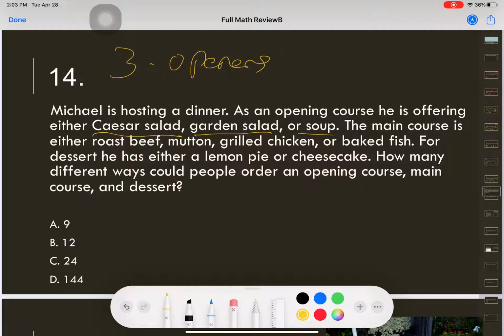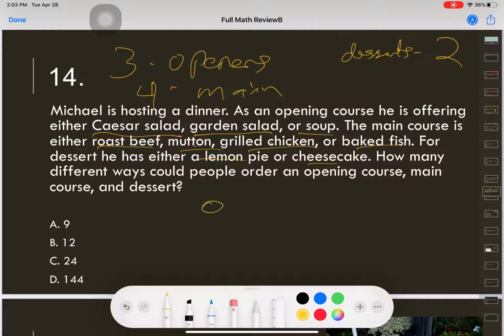The main course is either going to be roast beef, mutton, grilled chicken, or baked fish. So that's 1, 2, 3, 4. 4 main dishes. For dessert, he has either lemon pie or cheesecake. So desserts, he's got 2. So how many different ways could people order an opening course, a main course, and a dessert?